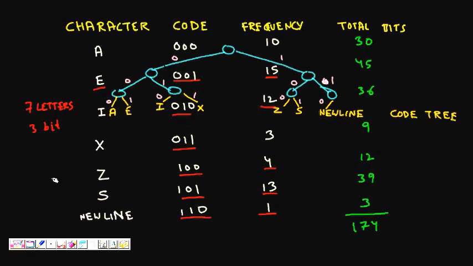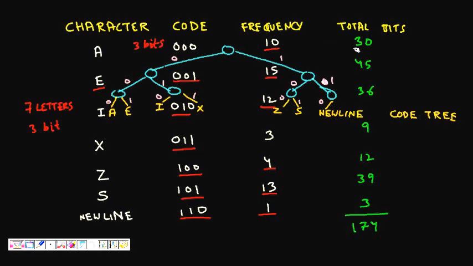Now if I want to transmit this whole file, how many bits are required? These are all 3 bits each. A occurs 10 times, so 10 into 3, 30 bits are required. For E, 15 times, so 15 into 3, 45. Similarly, I occurs 12 times, so 12 into 3, 36. You can calculate, and a total of 174 bits will be required to represent this file.